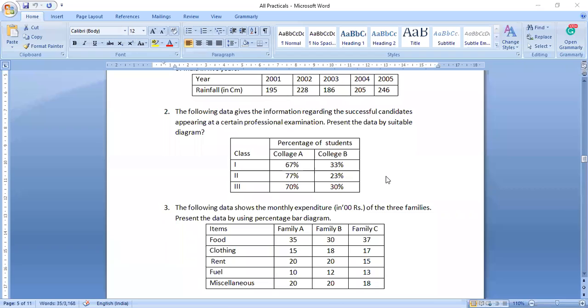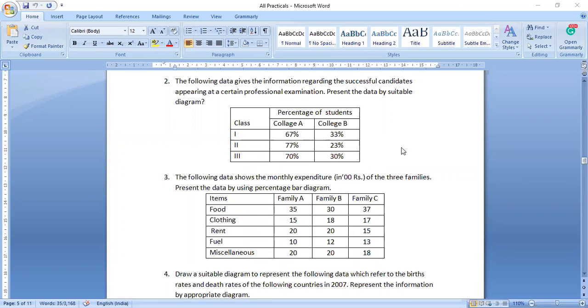What about second one? Subdivided bar diagram. Subdivided percentage or percentage subdivided bar diagram? Yes, sir. So it is percentage subdivided bar diagram. It is not subdivided percentage. The following data gives the information regarding the successful candidate appearing in a certain examination, and present the data in suitable diagram. Okay. So how you present this data?